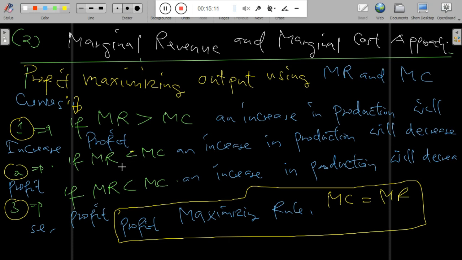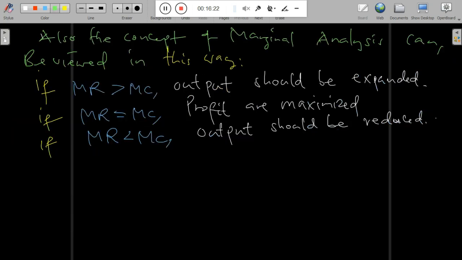The profit maximizing output using the marginal revenue and marginal cost curves includes that if the marginal revenue is greater than marginal cost and there is an increase in production, it will increase profit. But if the marginal revenue is less than marginal cost, an increase in production will decrease the profit. So the profit maximizing rule is given by taking the marginal cost equal to marginal revenue. So if the marginal revenue is greater than the marginal cost, an increase in production will increase profit. This is because the revenue that is obtained covers the cost, so there will be an increase in production.